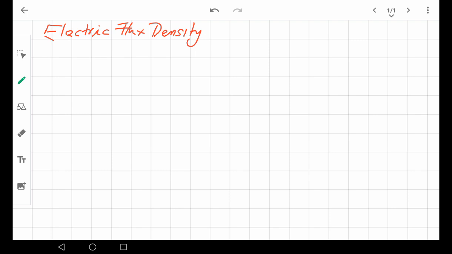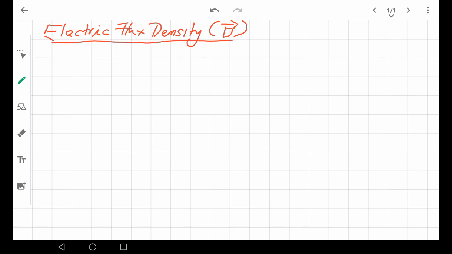Dear students, today we will study about electric flux density. Electric flux density. This is a vector given as D. Electric flux density is a vector D.